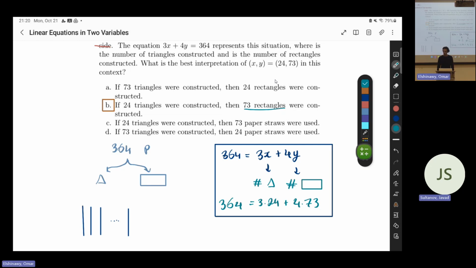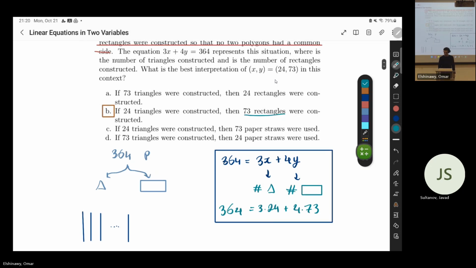292. 4 by 73. Oh, he's talking about like 4 times 73 is 200. Okay. Thank you, Javad. Maybe we'll use you as a calculator. So that's good. Thank you for your contribution. So this is the answer.